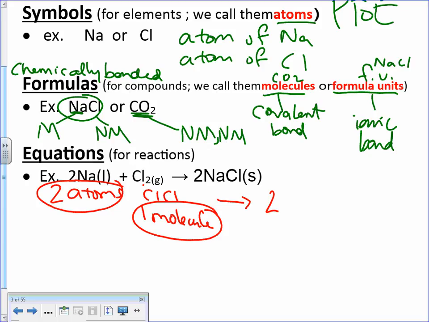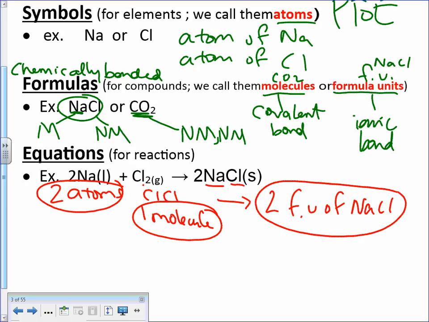What kind of compound is this one? See, it's metal, non-metal. Formula unit. Yes, thank you, whoever said it. So 2 formula units of sodium chloride. So that is like a code, right? You're like, okay, 2 atoms of sodium plus 1 molecule of chlorine gas, yields 2 formula units of sodium chloride.